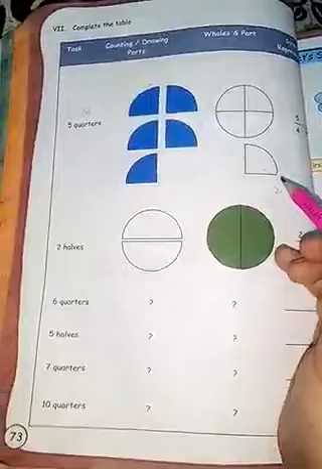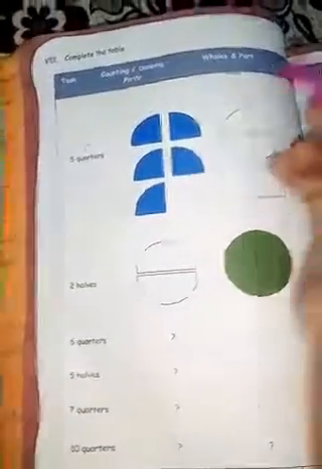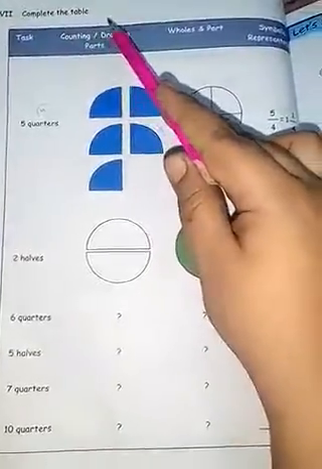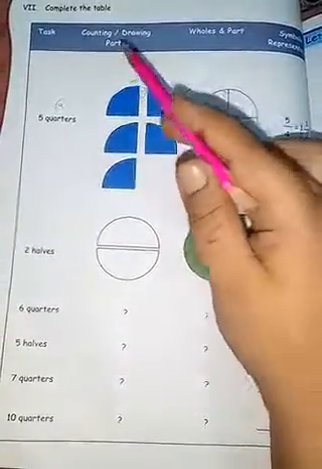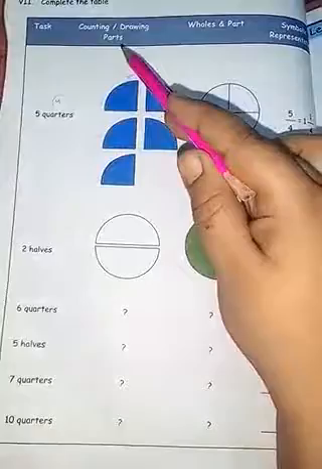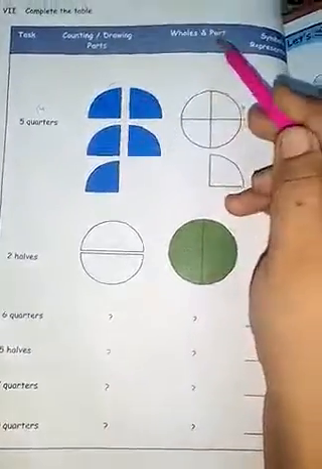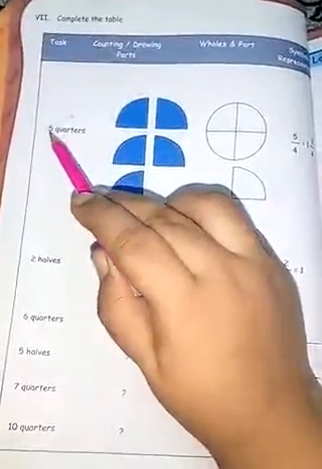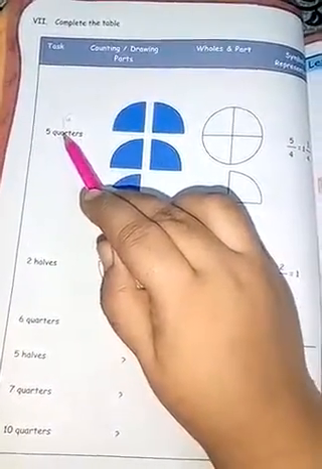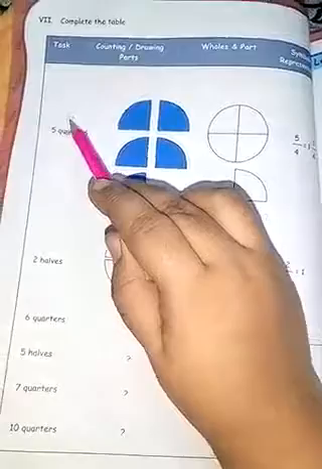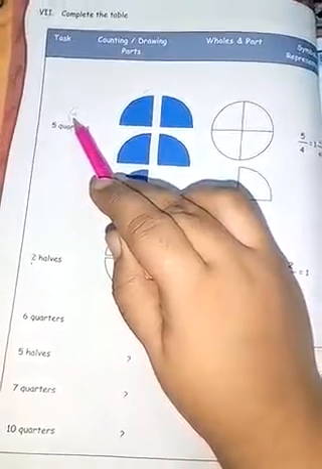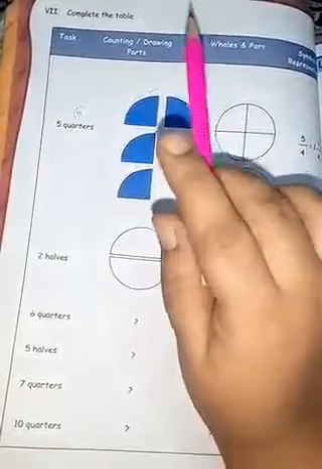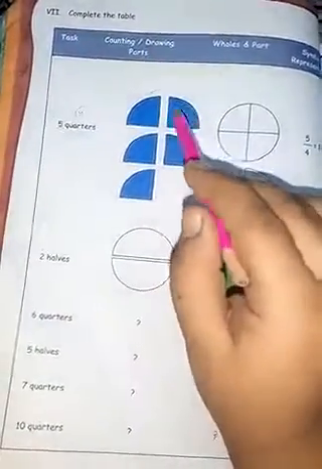Now it's your book, page number 73. On page number 73 in your book, you have to complete the table. The task is given: counting, drawing parts, whole parts, and symbolic representation. For example, 5 quarters. Quarter means 4, which means the fourth part. So 5 quarters means we need 5 fourth parts.